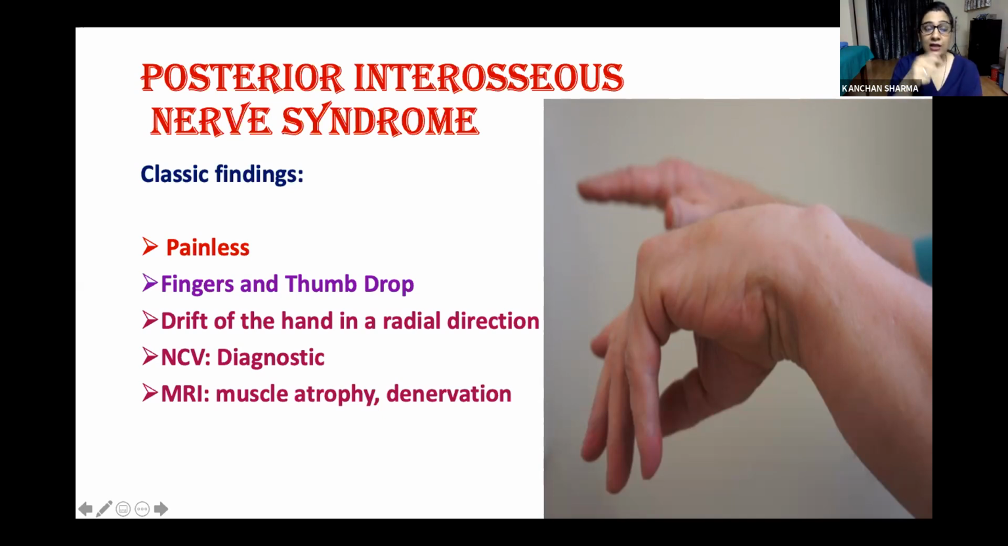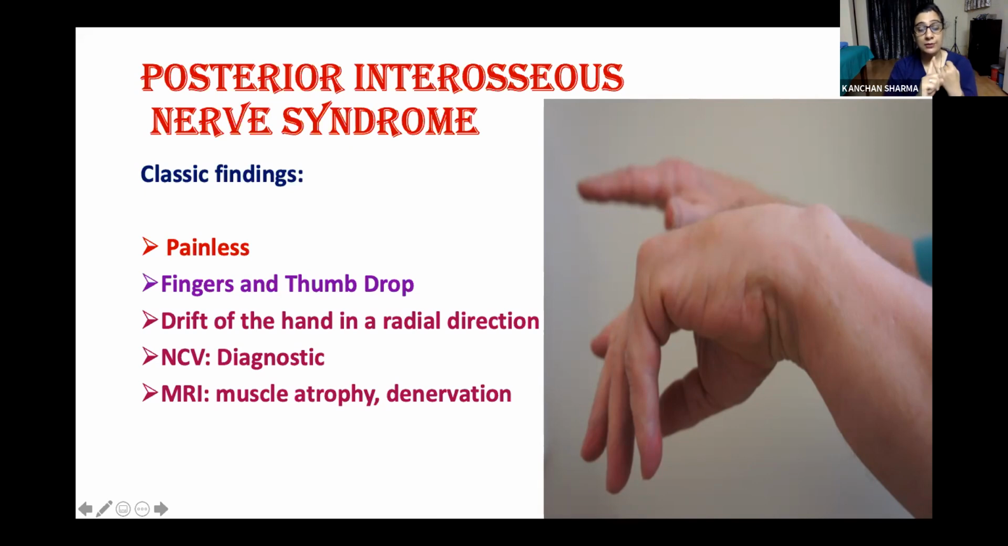So you will have the drifting. When you ask the patient to extend, the hand will drift in the radial direction. Why? Because the branch to extensor carpi radialis longus is supplied from the radial nerve itself, so that is active. Ulnaris is not working. What did I say? Remember the seesaw. Ulnaris is supplied by your PIN, but radialis is supplied from the main branch. Now we have an entrapment of the terminal part, so the main part is functioning very well. It is only the terminal part which is not functioning. That's the reason the patient will have the drift of the hand in the radial direction.